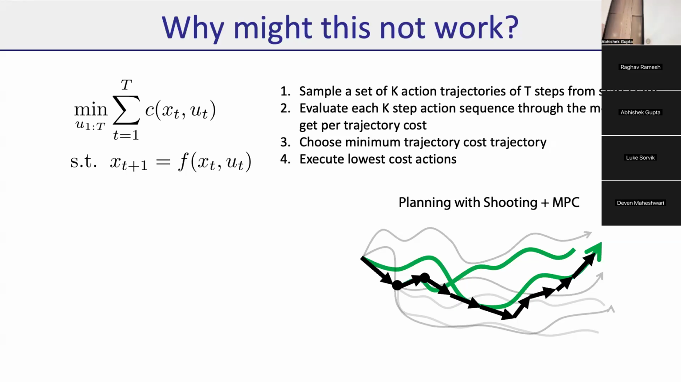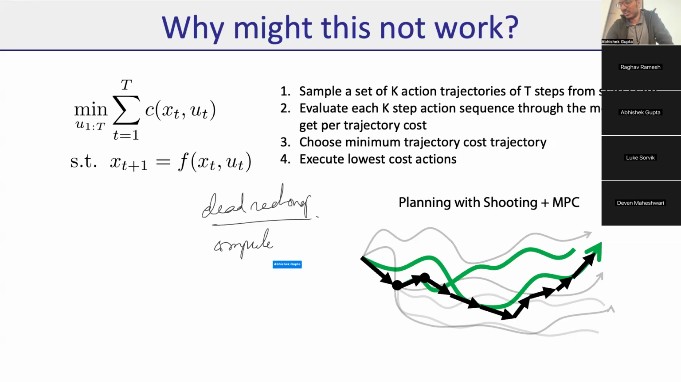Okay, so we solved some of the problems, right? We talked about dead reckoning problems. We did a little bit better there. We talked about compute problems. We did kind of better there. What are the remaining problems?